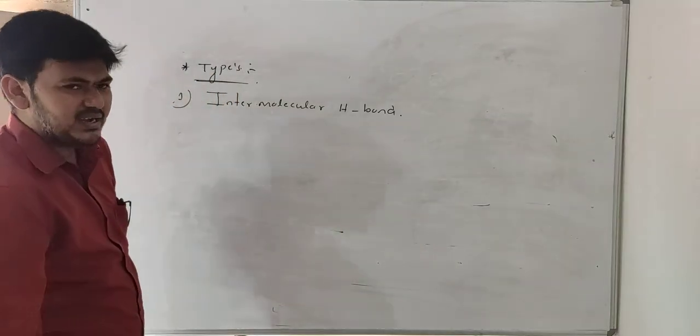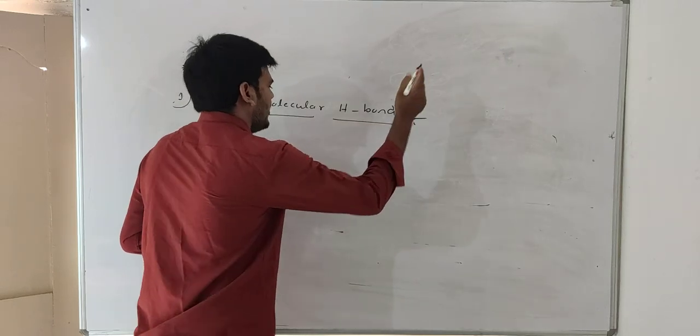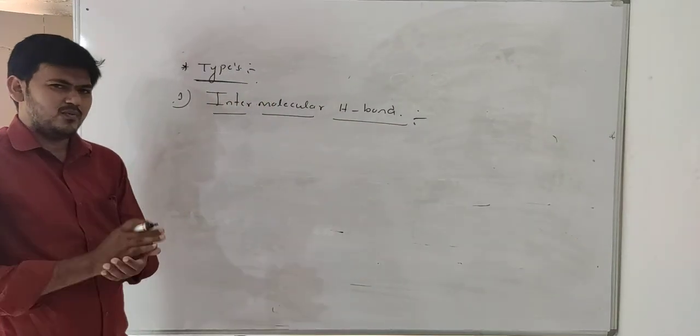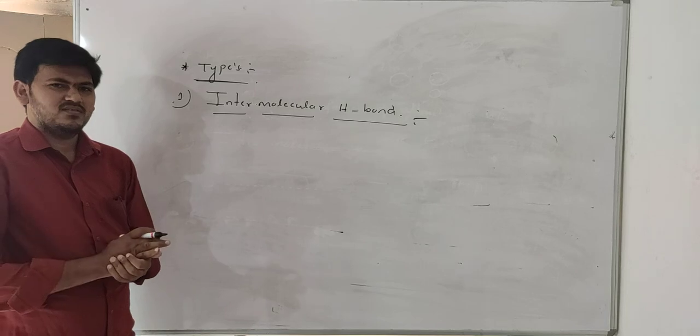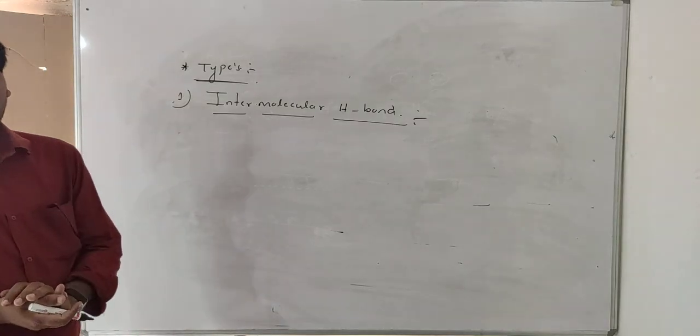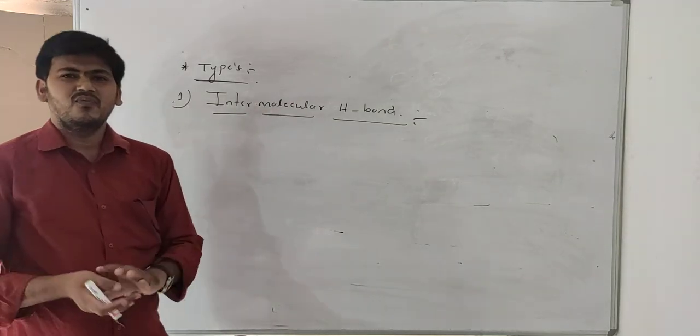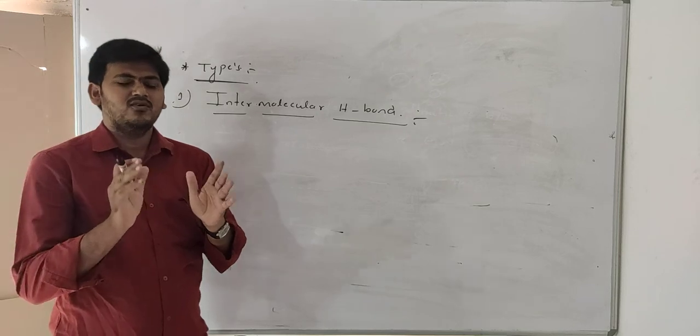So what is meant by intermolecular hydrogen bond? First of all, what is meant by hydrogen bond and its types? There are two types: intermolecular hydrogen bond and intramolecular hydrogen bond. The first subheading is the intermolecular hydrogen bond.